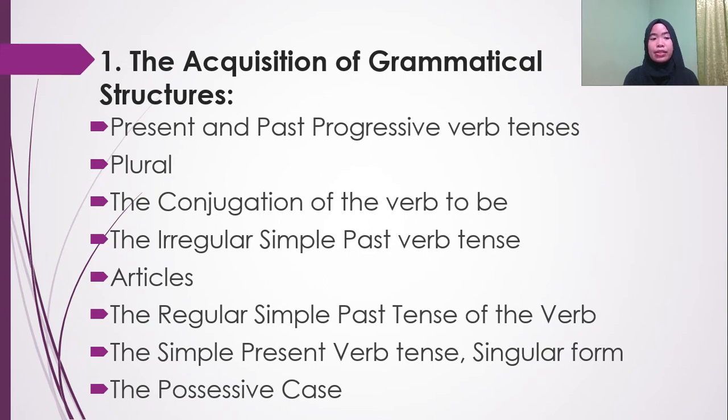The next one is the simple present verb tense, singular form. For example, he swims, she eats, he watches. The last one is the possessive case. Here, we use the apostrophe for the possessive case of a noun, such as Manuel's book, Elaine's t-shirt.